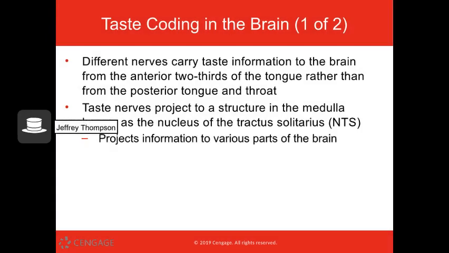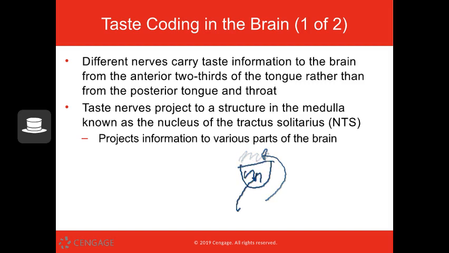Different nerves are going to carry taste information to the brain from the anterior two-thirds of the tongue rather than from the posterior tongue and throat. So this is your tongue, right? So about here is where most of the information is being carried. And this makes sense, right? By the time it gets to the back of the tongue, you're already preparing to swallow it. Most of the time, you don't put things right on the back of your tongue, so it makes sense that the beginning part is more sensitive and taking more of the information back.